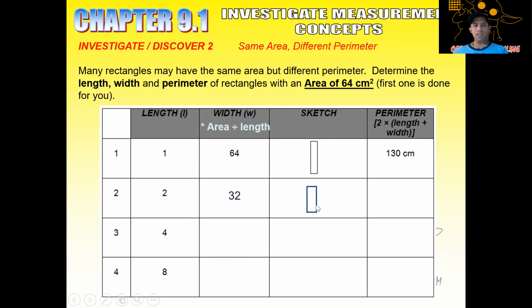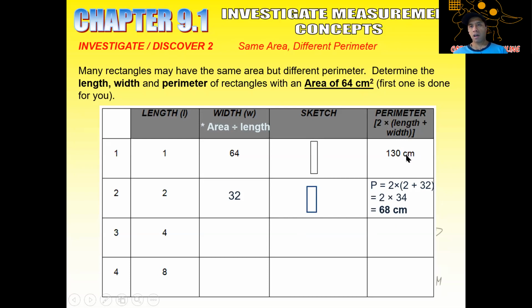Now, for the sketch, again, I want you just to generalize what's happening to the shape here. As you can see, the length is increasing, which is the top part over here, and the width is decreasing. Now, when I use the perimeter formula here, we're going to take the length and the width, length plus width, add them together, and that's going to give us 34, and 34 times 2 gives me 68. So the perimeter of this shape over here is 68.